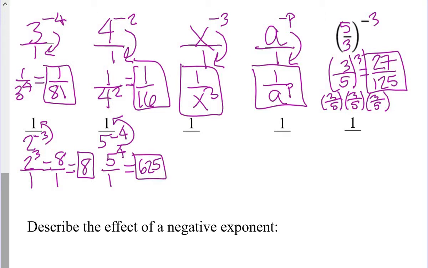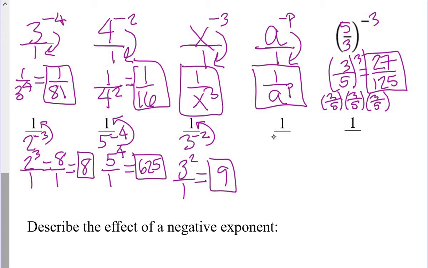This also works with variables or letters. I'll do one of those after this. First, I'll do 3 to the negative 2. So 1 over 3 to the negative 2. Move that 3 to the negative 2 to the numerator. And we get 3 to the positive 2, or 3 squared over 1. And that will just be 9.